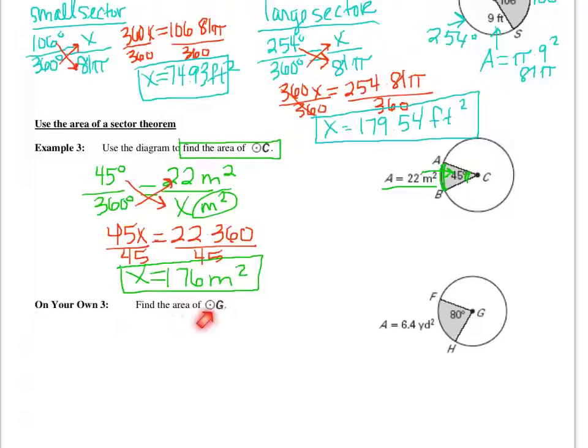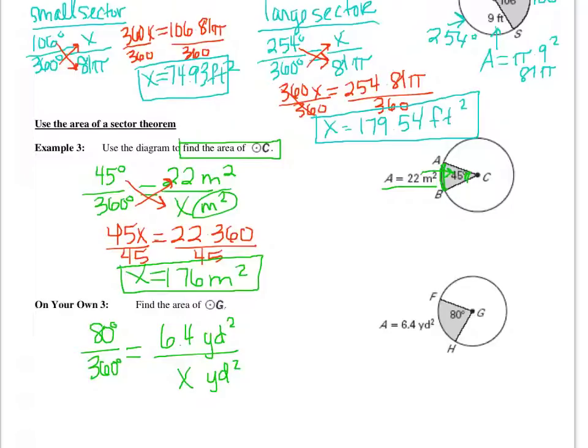Okay, this problem: find the area of circle G. So again, we have the area of the sector. We know the measure of the sector, so therefore we know the measure of the arc length. So we can say 80 degrees out of 360 degrees equals 6.4 yards squared out of, and we don't know what the entire area for the circle is, that's what we're looking for, so x yards squared.